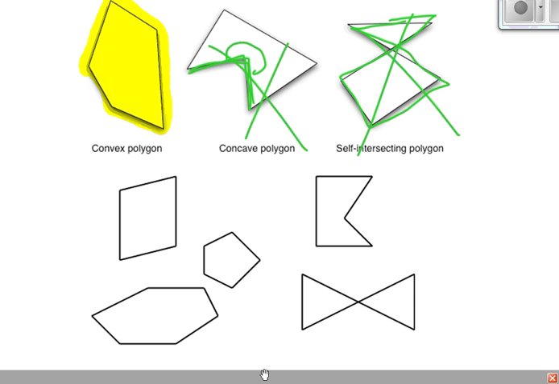Here are some more examples. These are nice polygons. So this is a nice convex polygon. This one's lovely. I like this one. But this one here has a bite out of it, so we don't do it. This one here looks like a bow tie, but it's not a convex polygon. So we only work with convex polygons, and the rules we just discussed only work with convex polygons.